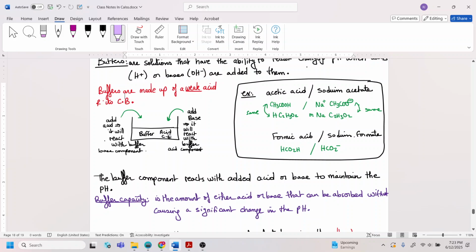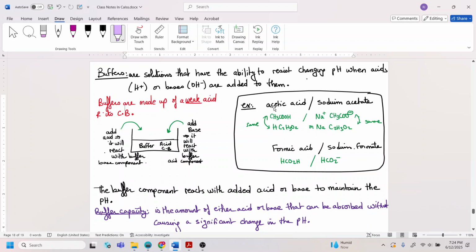So again, a buffer solution is made up of two components, an acid and its conjugate base. And we normally use it to maintain the pH of the solution whenever an extra amount of acid or an extra amount of base is added. Okay.